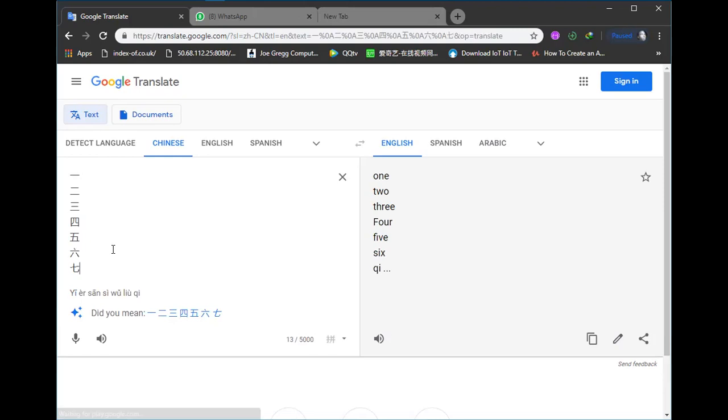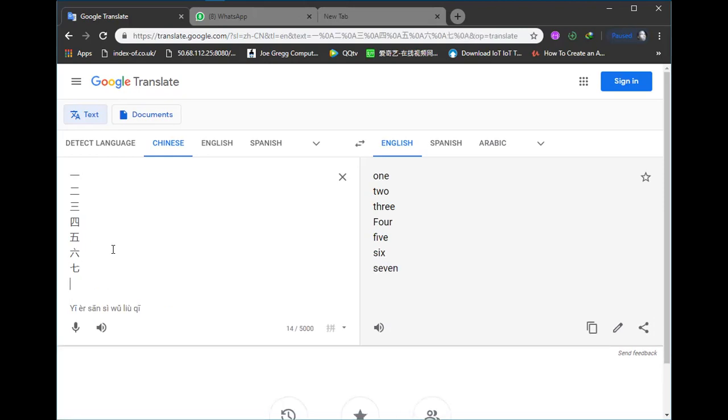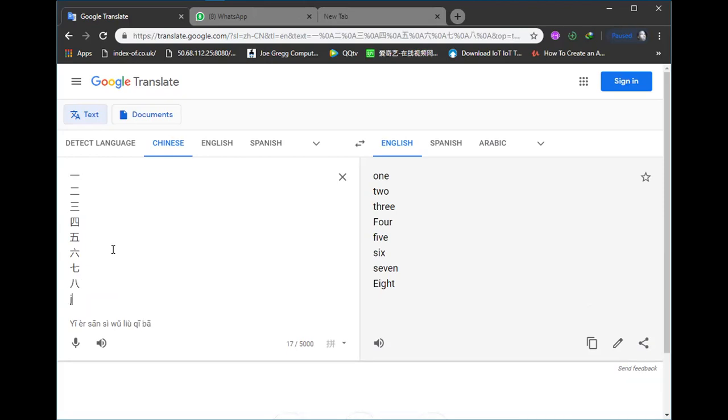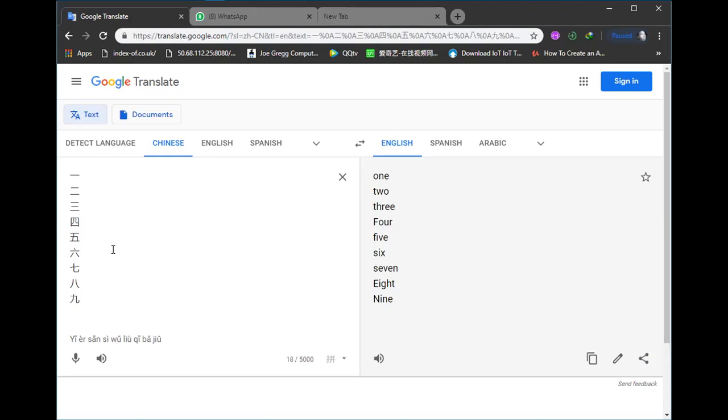And for 7? Qi. Yes, and for 8? Ba. Yes, very good. And for 9? Jiu. Yes, go down and up. Okay. And for 10? Shi. Yes, that's correct. Okay, so here we have all the numbers 1 to 10.